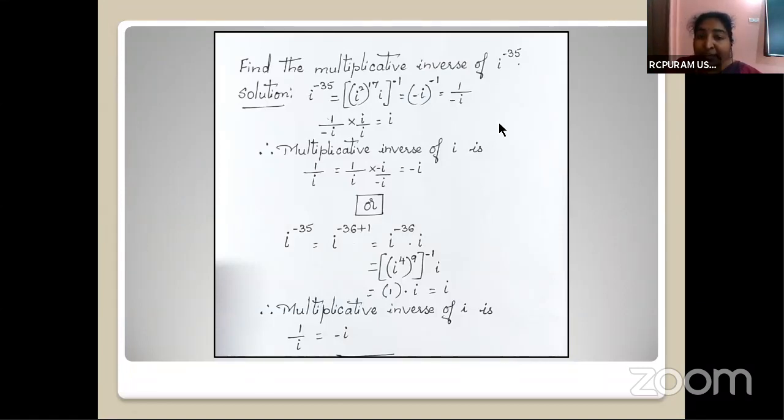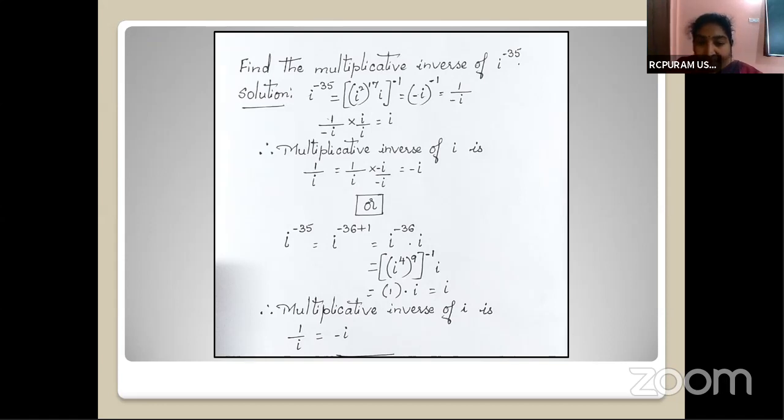One problem is multiplicative inverse of i power minus 35. I have taken up that problem in two different ways. Of course, if you are striking with the idea, the second one can be taken directly, or the first one as usual. I power minus 35, I am reducing it as i square whole power something into i, right? And the remaining thing I think you can follow. You can please take the screenshot.